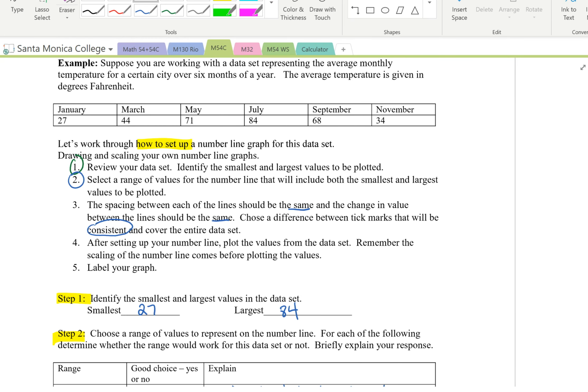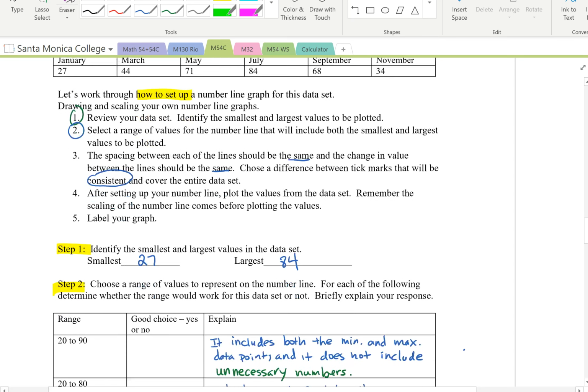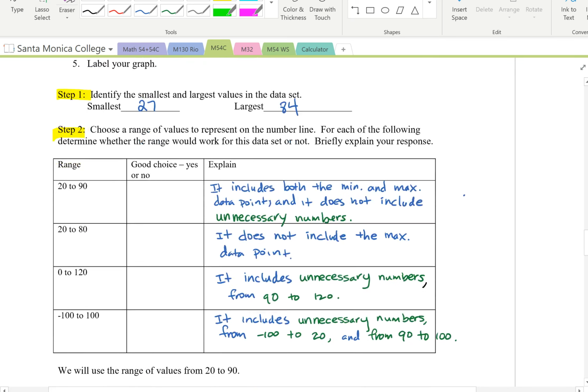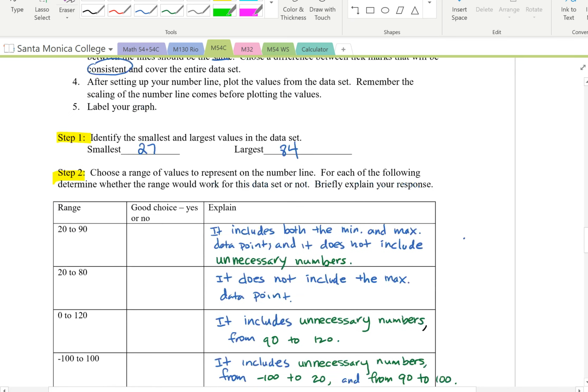Number 4, after setting up your number line, plot the values from the data set. Remember, the scaling of a number line comes before plotting the values. Label the graph. Okay, so let's plot this data, but before we plot them, let's do step 2. We're going to choose a range of values. Explain which range of values here is good for this data set.